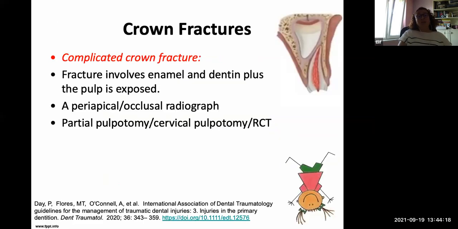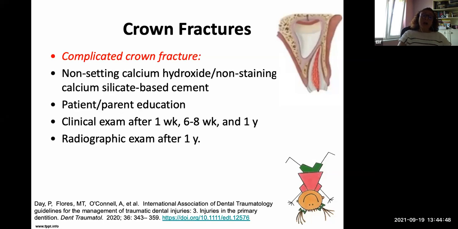In complicated crown fractures, the fracture mostly involves enamel and dentin, and unlike the uncomplicated one, the pulp is exposed. So we need to take a periapical or occlusal radiograph to see the involvement of the pulp, and in these cases, we might perform partial pulpotomy, cervical pulpotomy, or root canal treatment. And we should cover the pulp with non-setting calcium hydroxide or non-staining calcium silicate-based cement. Education is also important, and we should make clinical examination after 1 week, 8 weeks, and 1 year, and radiographic examination after 1 year.